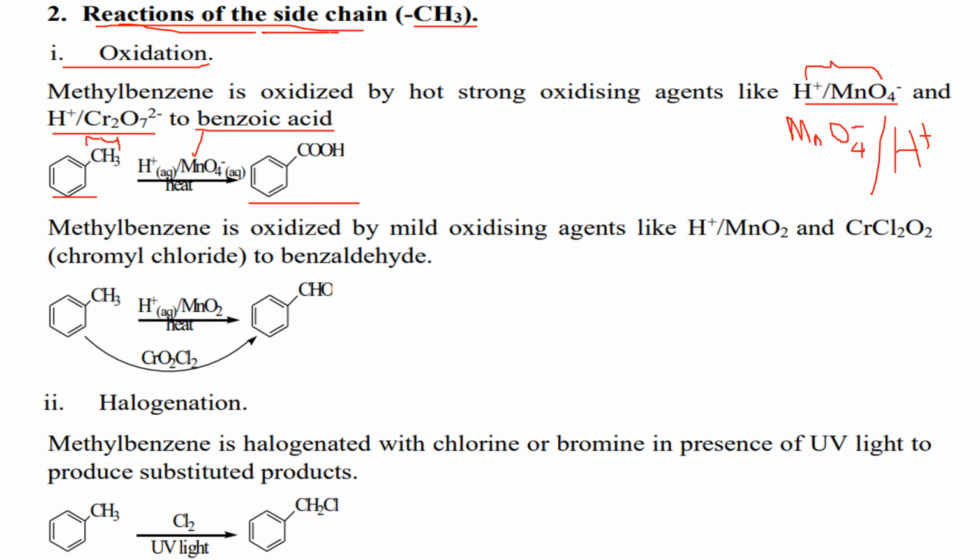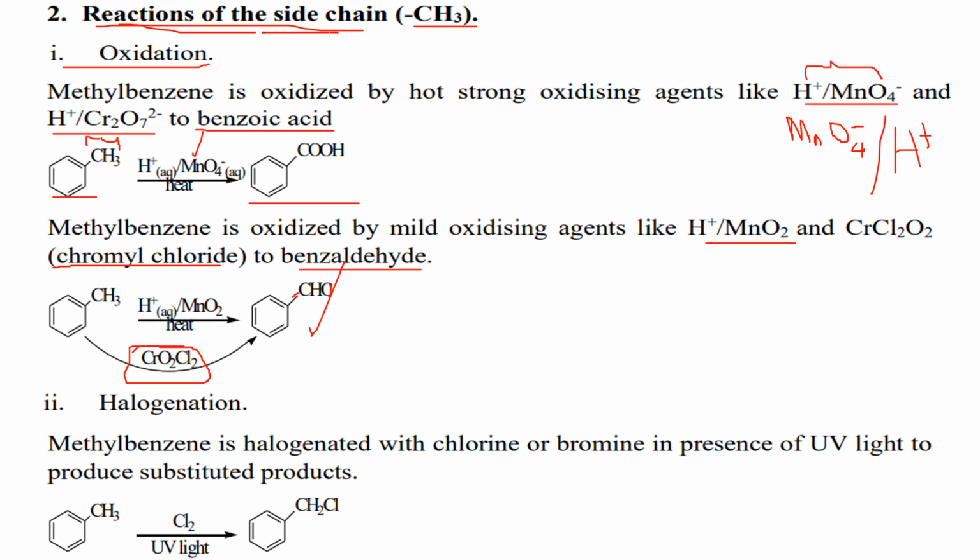Also, methylbenzene is oxidized by mild oxidizing agents, for example, chromium dioxide dichloride, which you can also call chromyl chloride, to benzaldehyde. So you find those oxidizing agents that are not so strong, and the good one to use is always this one, because it has no debate and no conditions. So you just write your CrO2Cl2, no conditions required, and you get your benzaldehyde.